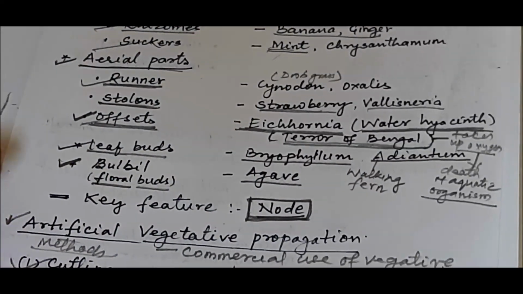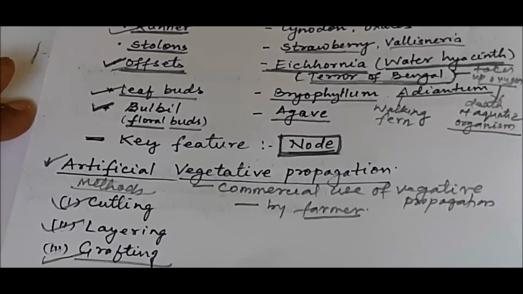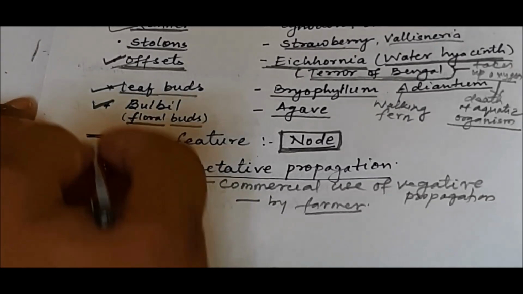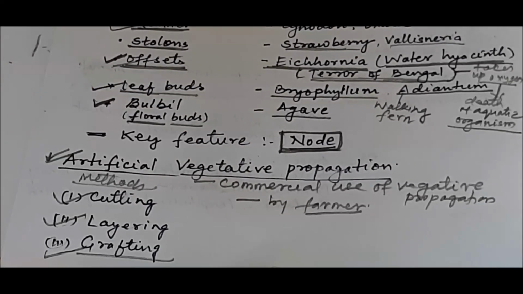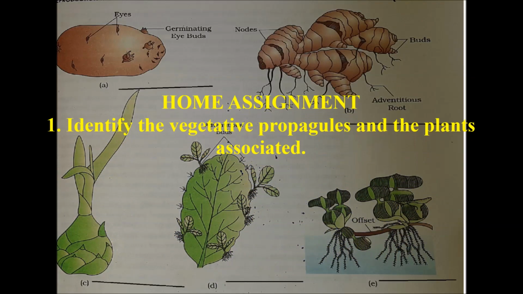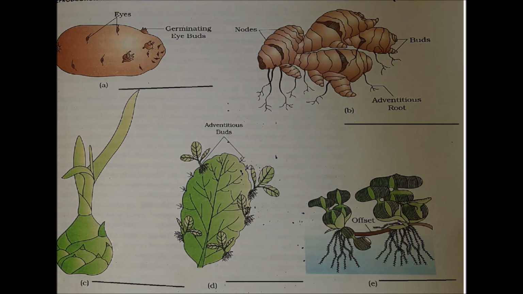And artificial vegetative propagation, or the commercial use of vegetative propagation, is done by three methods: cutting, layering, and grafting. Okay, this part of the chapter is over. The next video will study sexual reproduction.